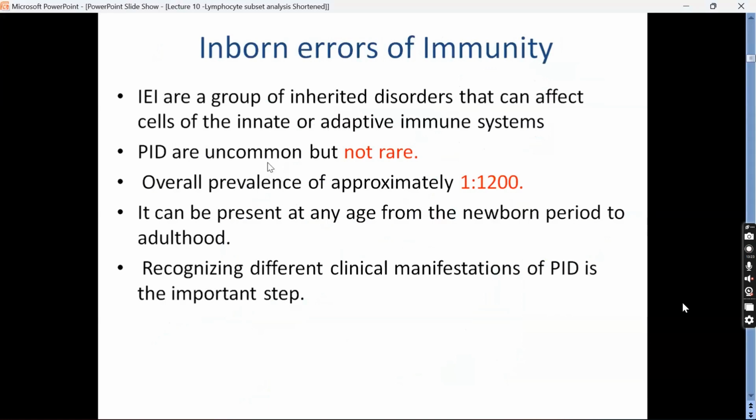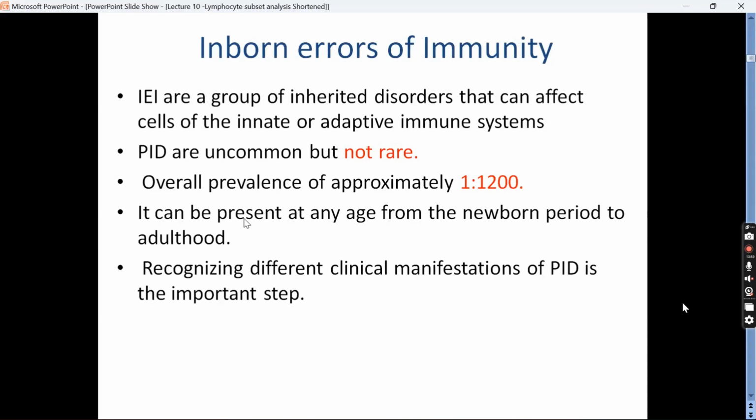Okay, so they are not uncommon, but the problem is they are not being efficiently diagnosed. Now it is good we are diagnosing because the awareness has come, but most of the PIDs go undiagnosed. So it is not uncommon, but it is not rare. You can still have a lot of PID cases if you do a good diagnostic workup. Overall prevalence is around 1 in 1200, and it can present at any age, from the newborn period to the adult. This also depends upon the type of PID and the age of presentation.